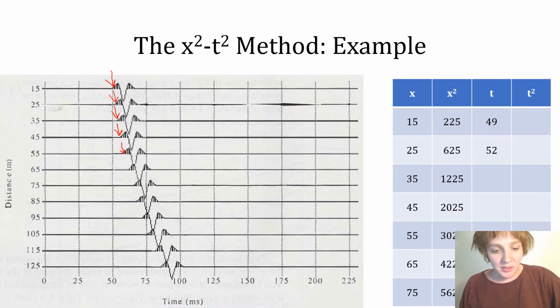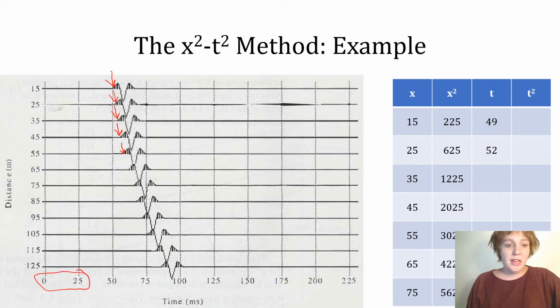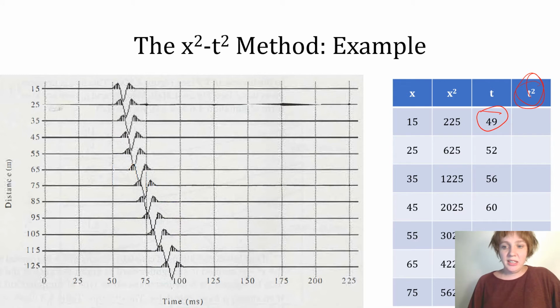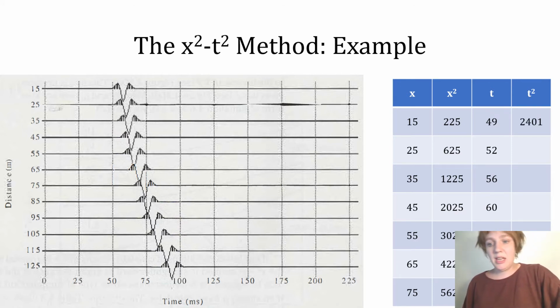It's a little bit difficult on this plot just because there's a whole 25 milliseconds in between lines, but we're just going to do our best. And when I went down the line, I got these numbers. Okay, now I need to figure out what t squared is because this is the number I actually want to plot. So I take t and I type into my calculator 49 squared. I get this, and then I type 52 squared, I get this.